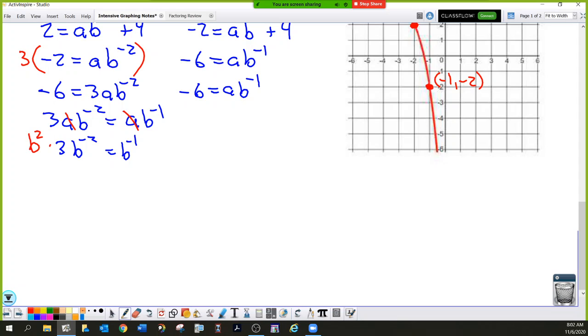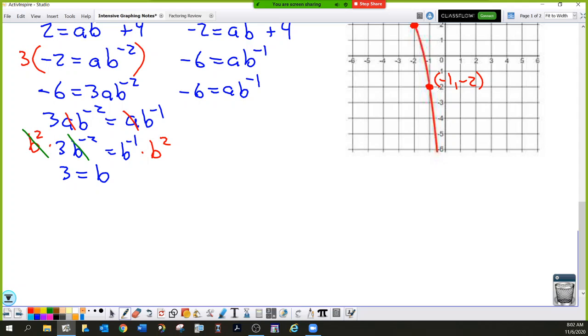So like I said, I was multiplying both sides by b squared. On the left side, when you multiply two numbers of the same base, you add the exponents, positive 2 and negative 2. That's gone. On the right side, when you multiply two numbers of the same base, you add their exponents. Negative 1 plus 2 is positive 1. Oh, look, we found our exponential base. It's 3. All that effort for b? We haven't done anything yet. We haven't found a yet.